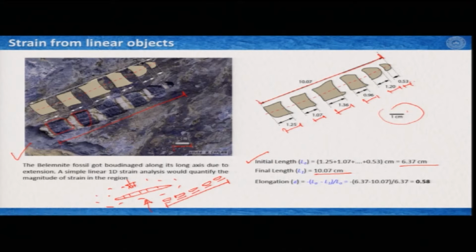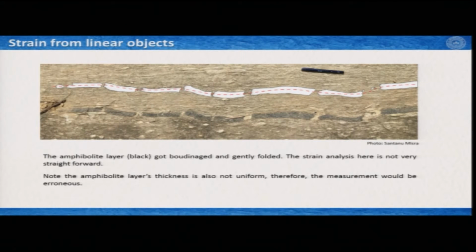Using the formula of elongation, which is this one, we can actually calculate the elongation of this belemnite and also the surrounding rocks, which is 0.58. So this is how you figure out the deformation, or you get the linear strain, of an area if you have an object like this. But sometimes life is not that easy.